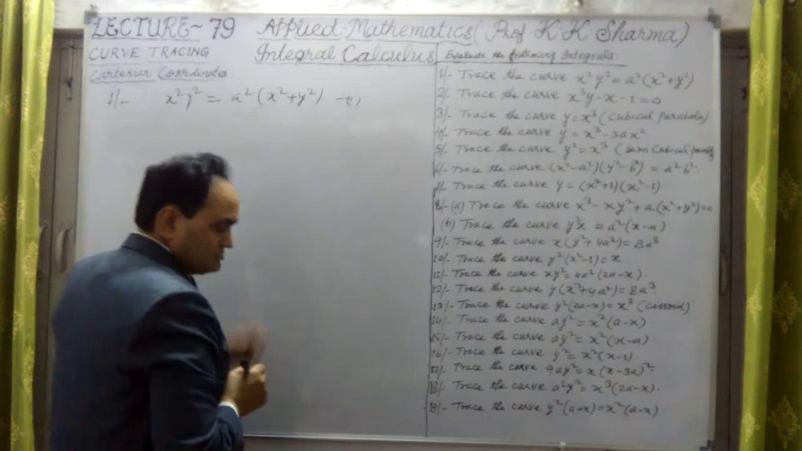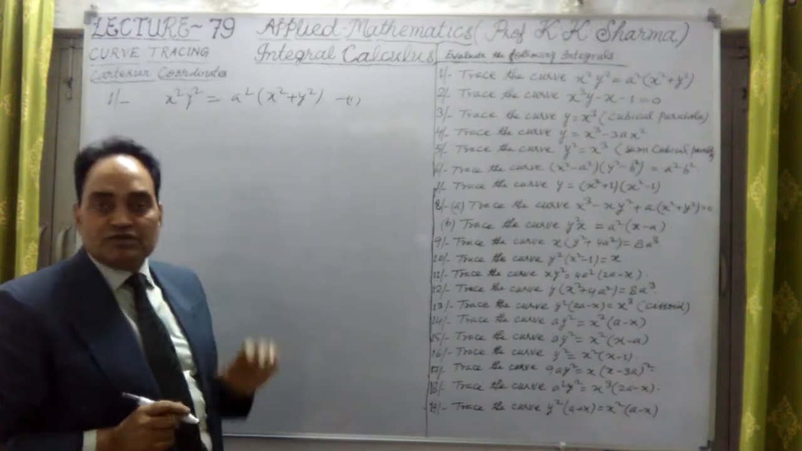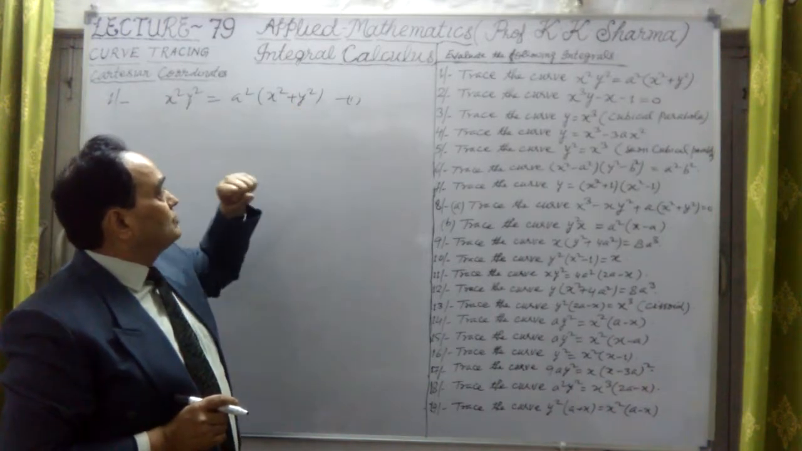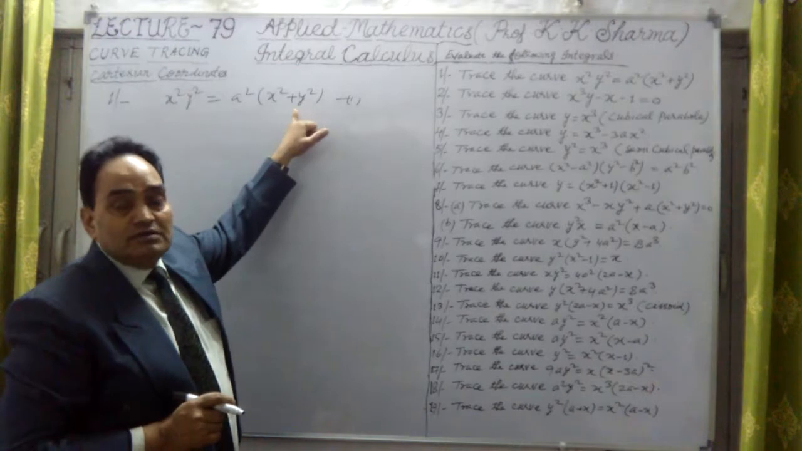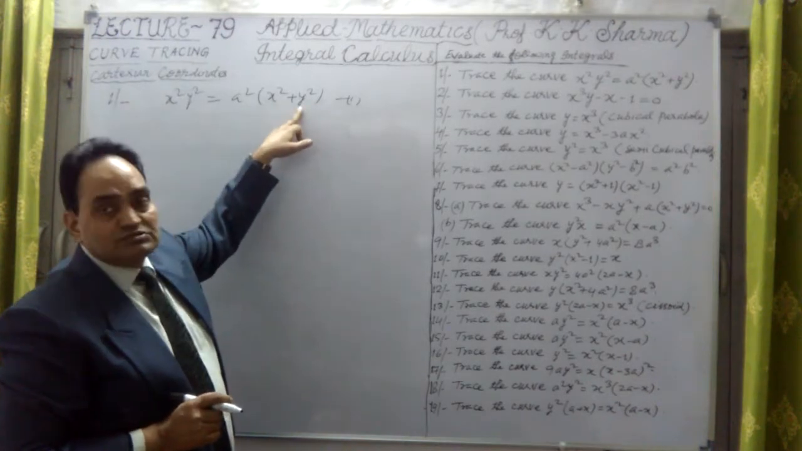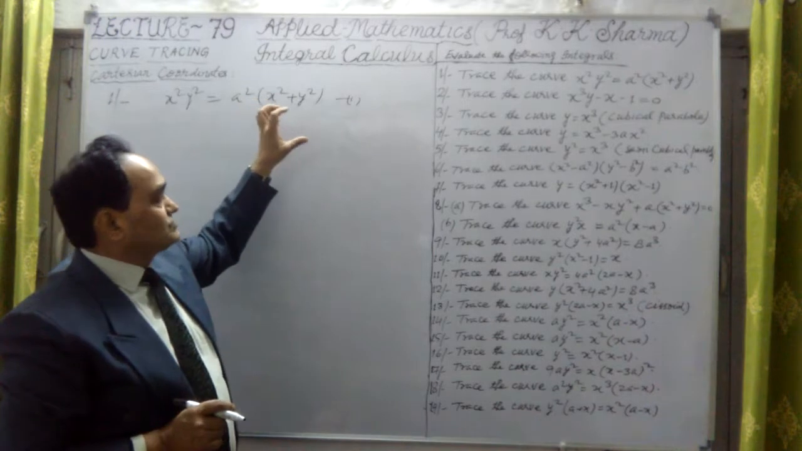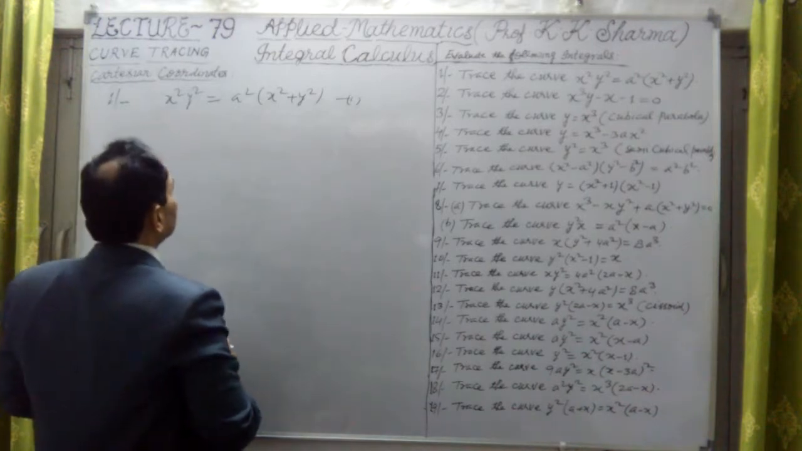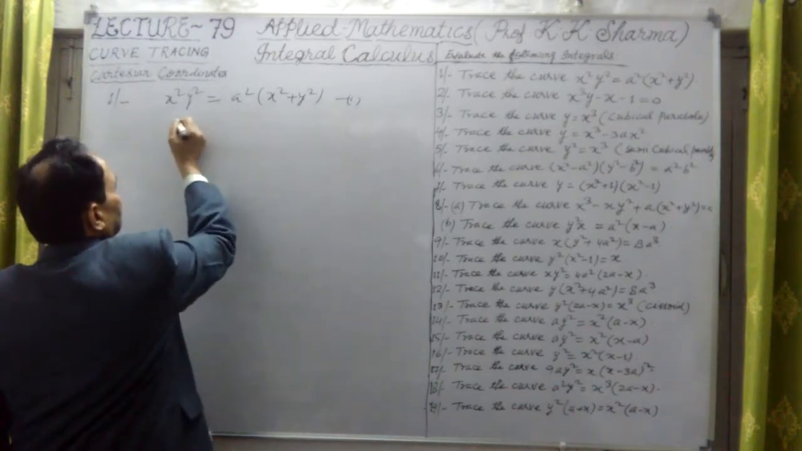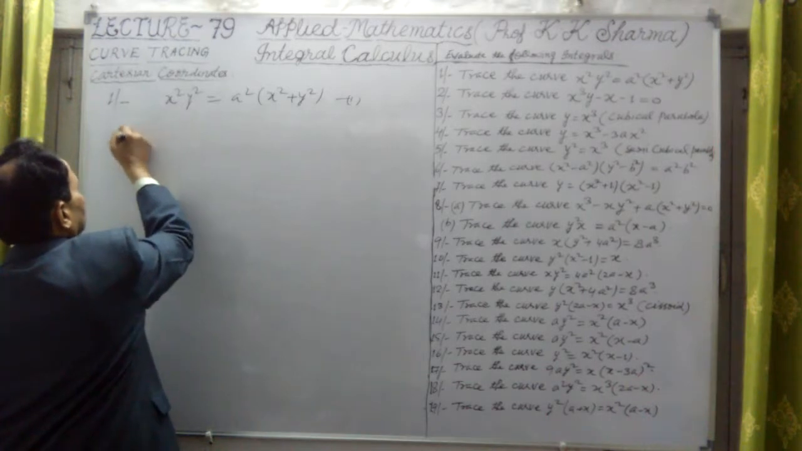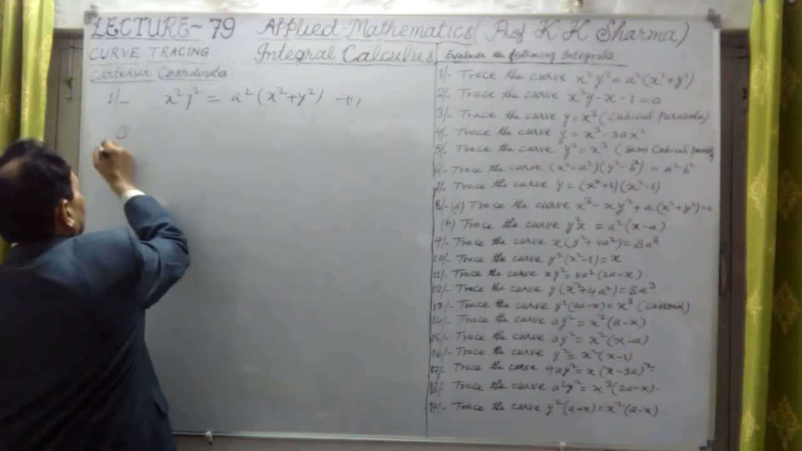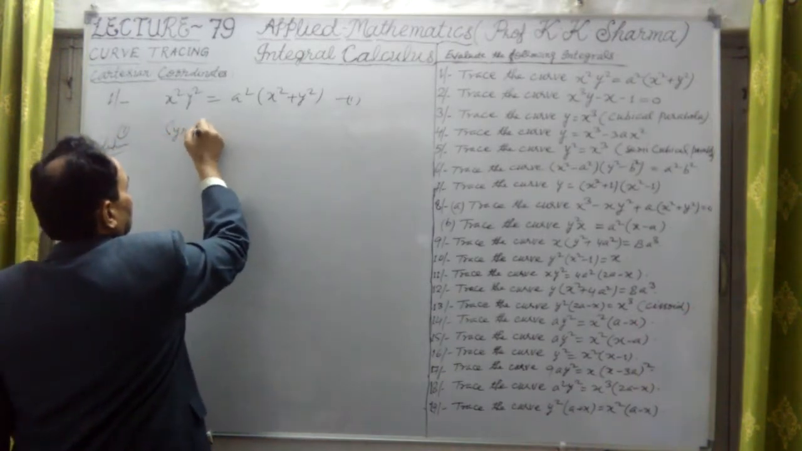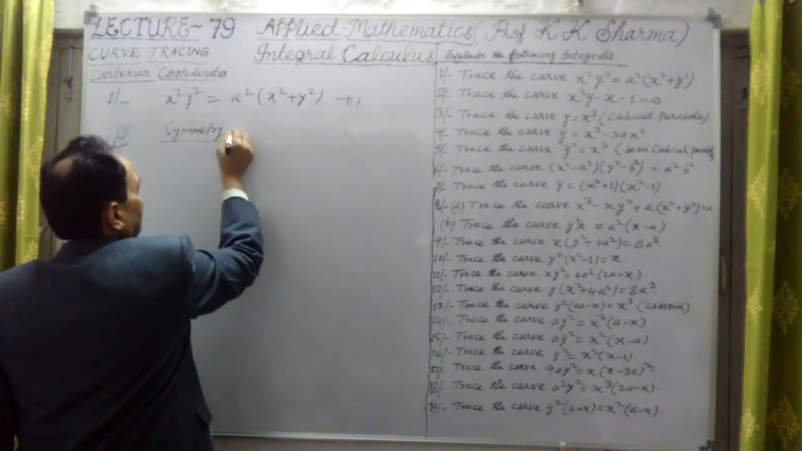Now in this equation we see that both x square and y square are in even terms. It means this curve is symmetric to both the axes. The curve will be symmetric to both the axes. If I further solve it, the solution first is symmetry. Let me first find out what is symmetry.